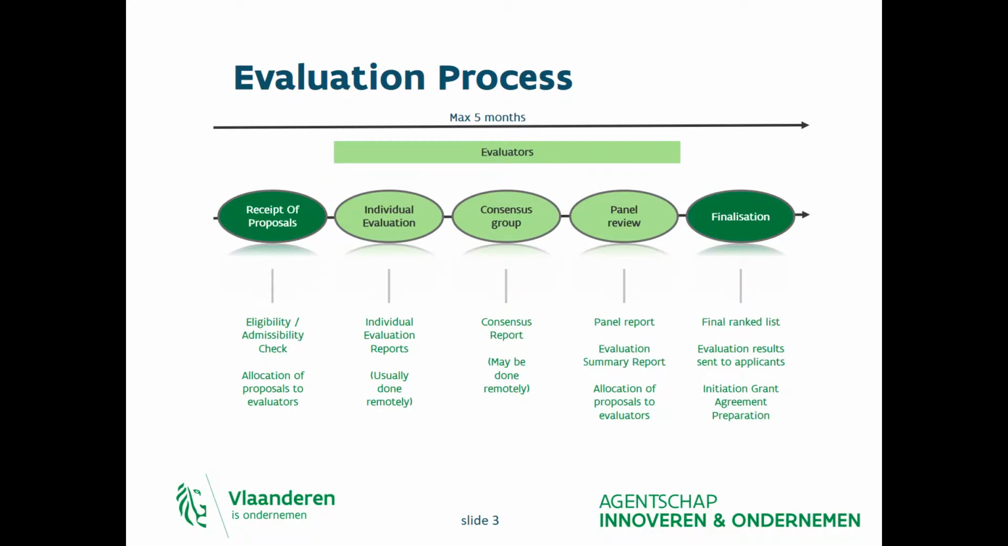The process takes a maximum of 5 months. Here we give an overview of the different steps in the evaluation process. We will deal with all of them in chronological order. First, we have the receipt of the proposals. Then there is an individual evaluation stage, followed by a consensus group meeting. Next, we have a panel review, and finally, we have a finalization stage.